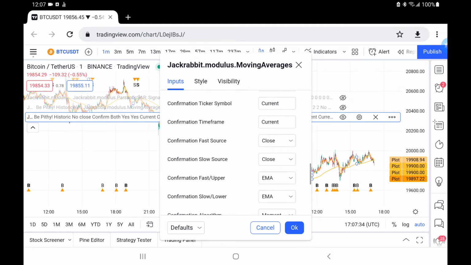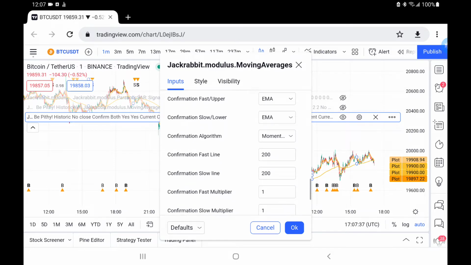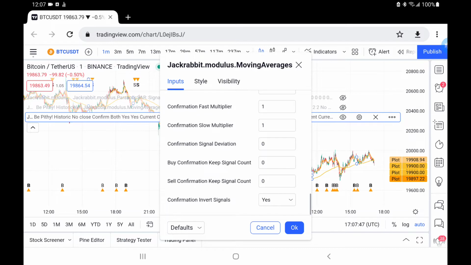Now for the confirmation. Again, just a very simple EMA moving average, momentum-based 200 period. And I do invert the signals. I don't need to keep a candle count here because anything above the momentum would be a buy signal. Anything below the momentum would be a sell signal. So this one's pretty straightforward. Nice, simple, and easy to use. Very common in trading, to be honest.